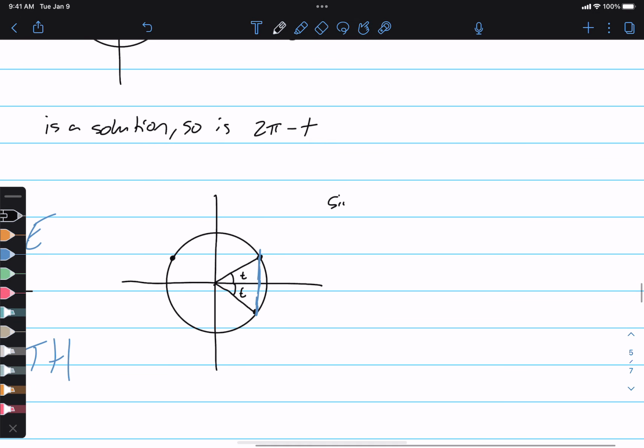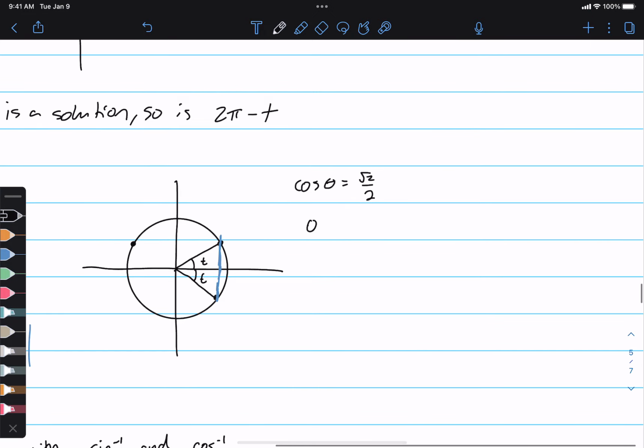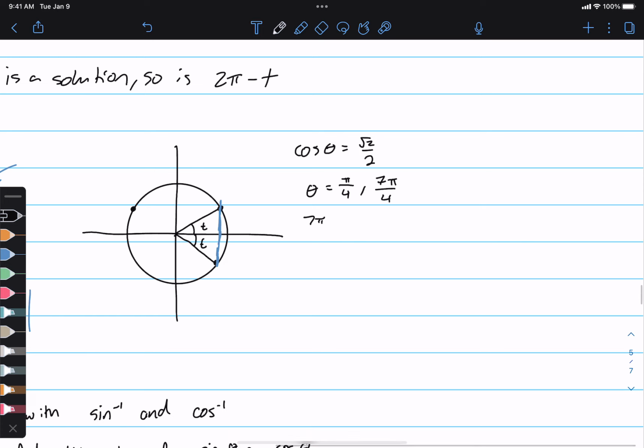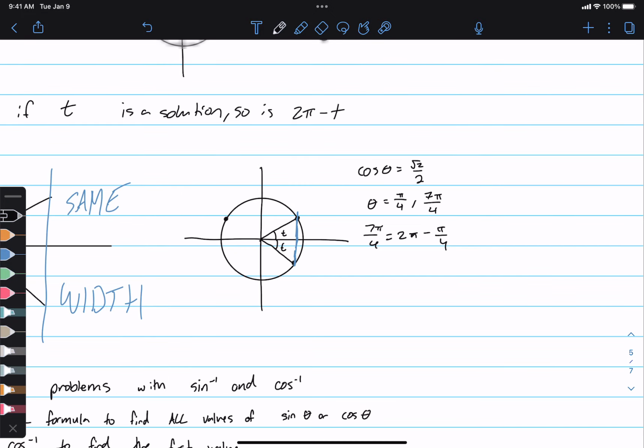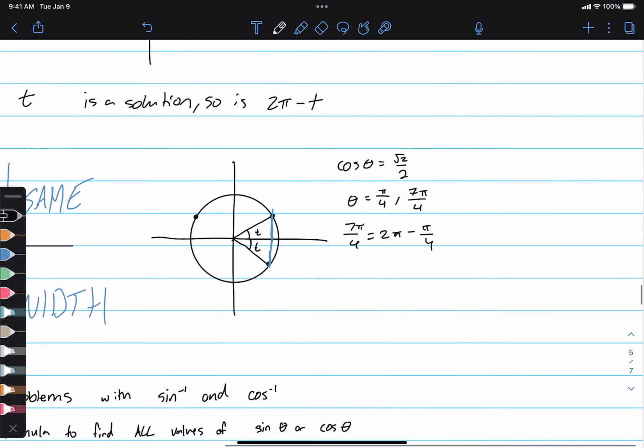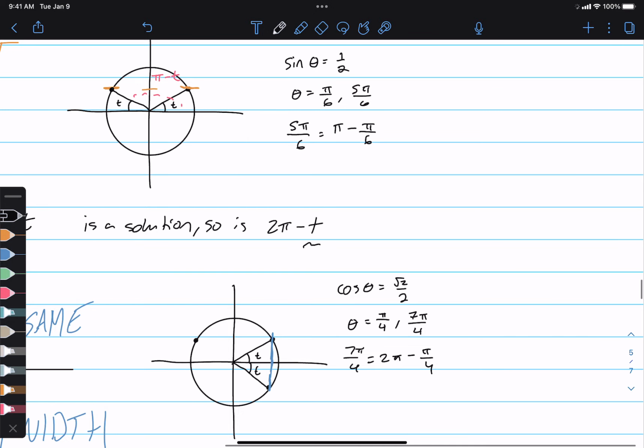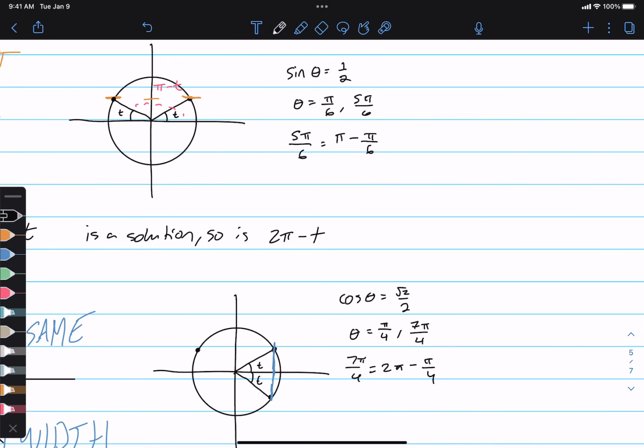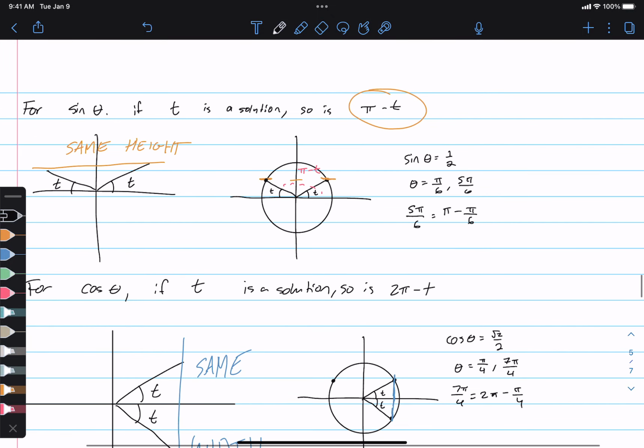So again, if we were thinking back to our previous problem, we have the cosine of theta is equal to root 2 over 2, right? Our first solution could have been theta is equal to pi over 4, right? And then if we looked on our unit circle, a second solution would be 7 pi over 4, right? But we know that 7 pi over 4 is just 2 pi minus pi over 4, right? And so that kind of identity makes sense, right? So basically, if you're given a t value, an angle that works for cosine, then 2 pi minus that angle will also work. And for sine, it's pi minus that.